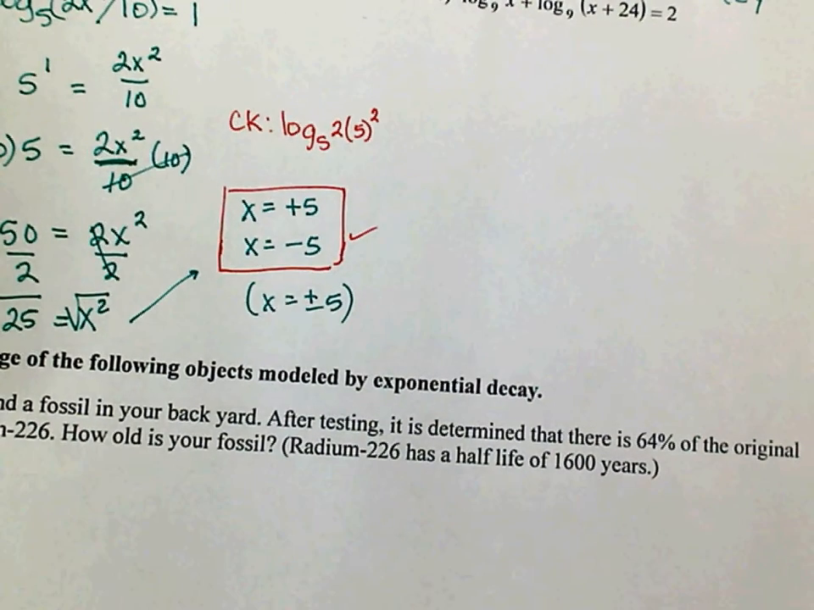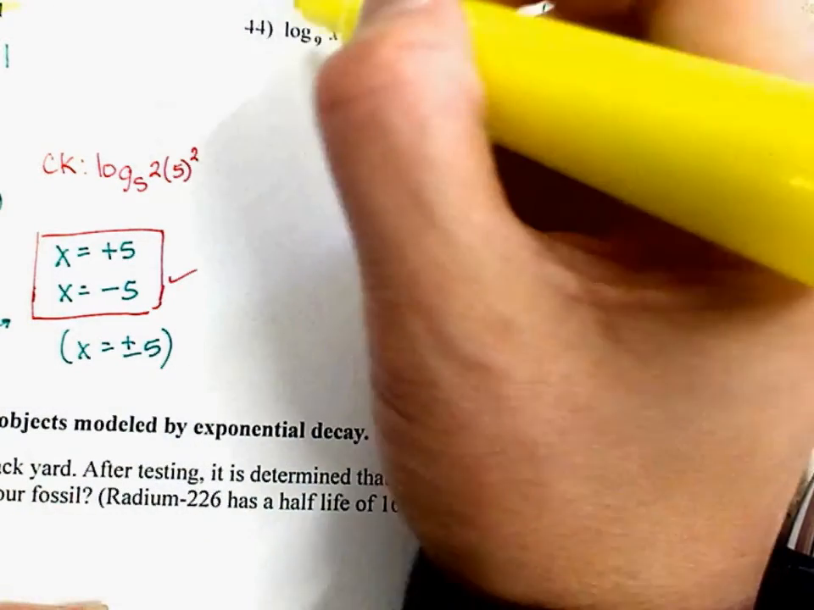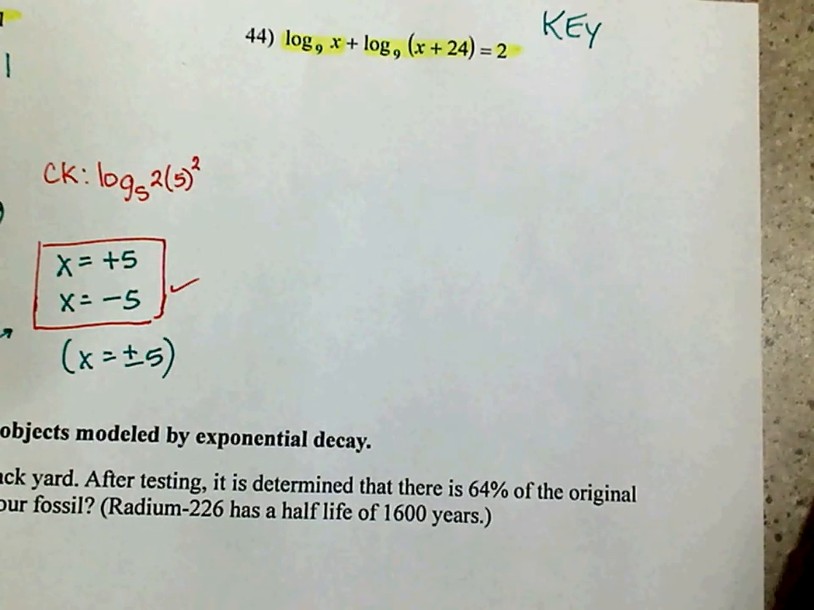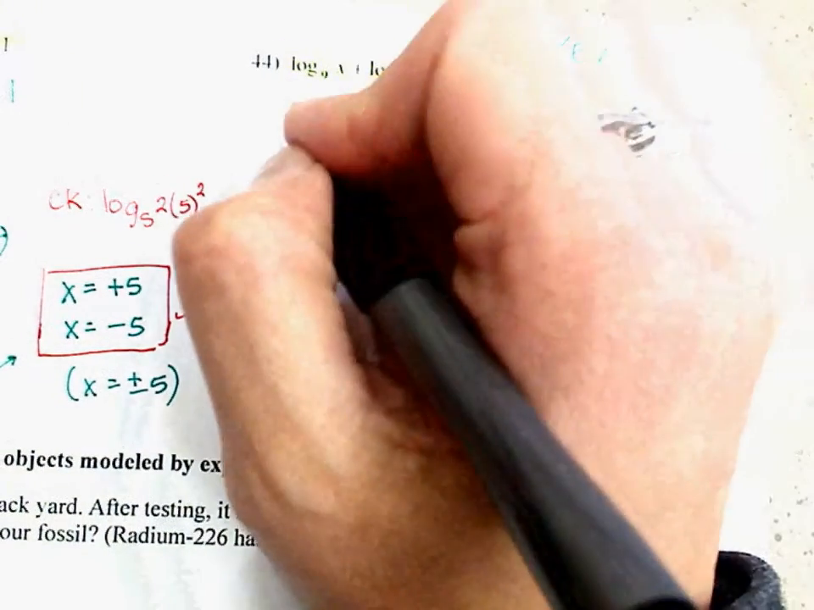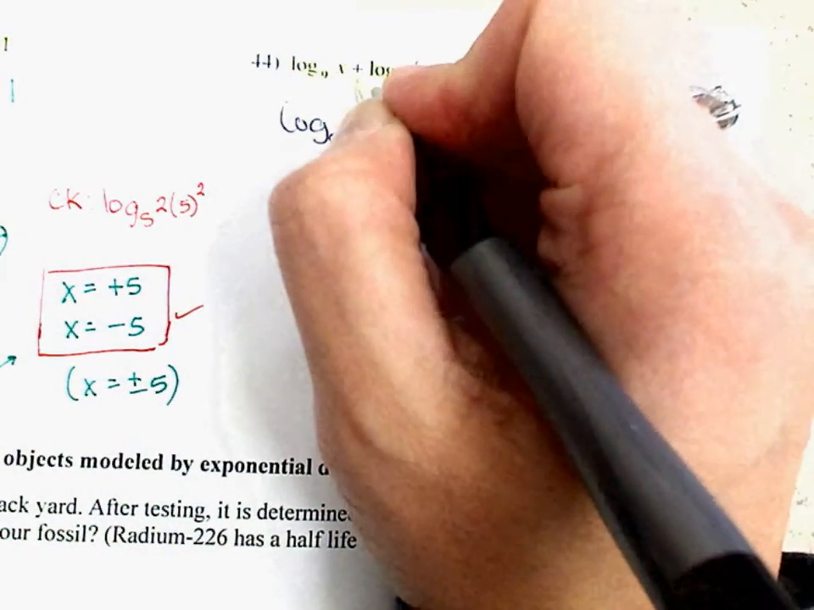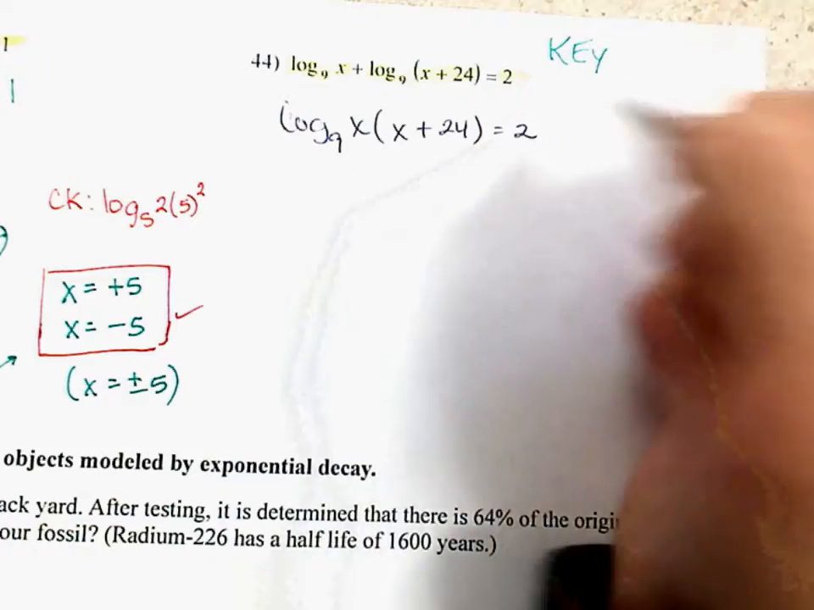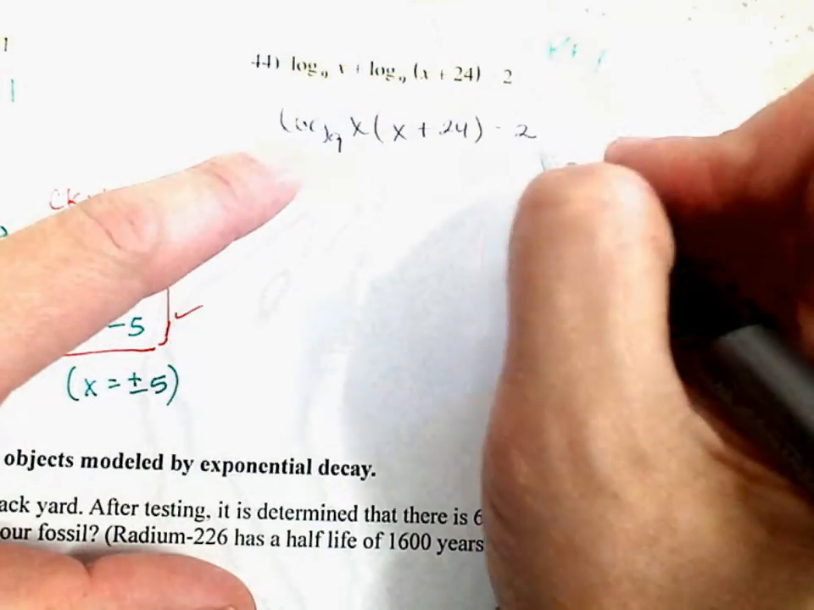Number 44. All right, let's outline what we've got. This one has a log, and that one does not. So you are not able to cancel. So you actually have to condense. And I can condense because they're both log base 9 of x. What goes with a plus? Multiplication. See that? Okay. I want to get rid of the log, so the inverse of that is exponent.